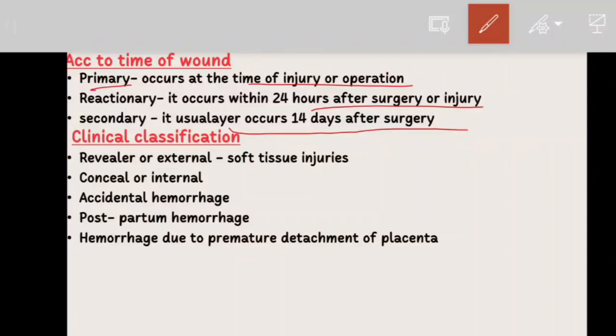Now the next one is clinical classification. Here it is revealed or external, that is the soft tissue injuries, concealed or internal, accidental hemorrhage, postpartum hemorrhage, and the hemorrhage due to premature detachment of the placenta. So this one is clinical classification.